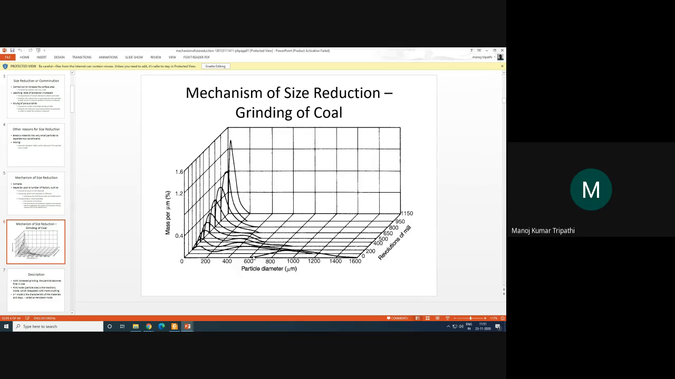So the first curve that you see here goes from 600 to 1600 micrometers. So the minimum particle size in that lot, which was fed into this mill, is 600 microns, and the maximum size is 1600 microns. And the maximum number of particles have this size somewhere here, which is about 900 or 1000 microns.